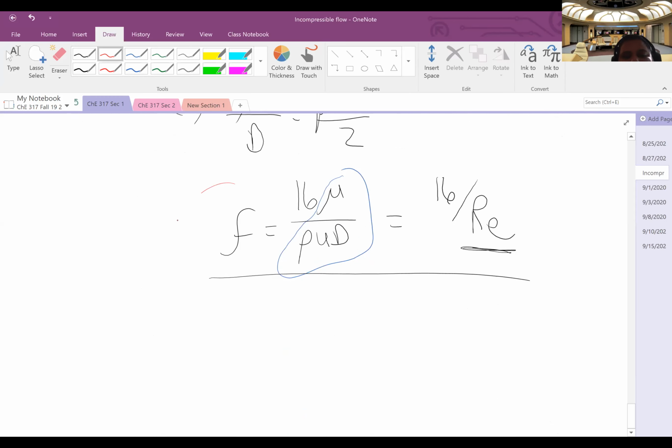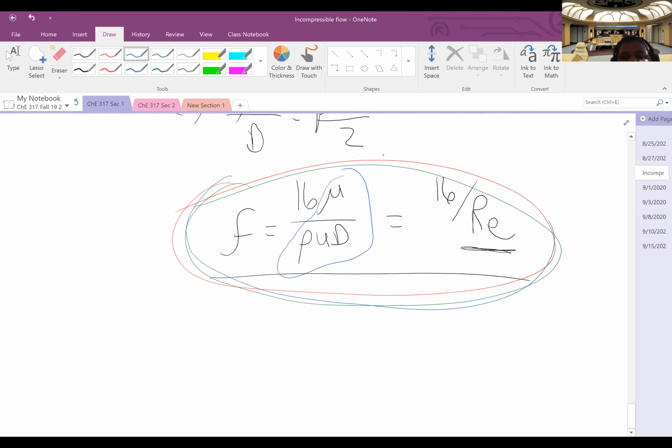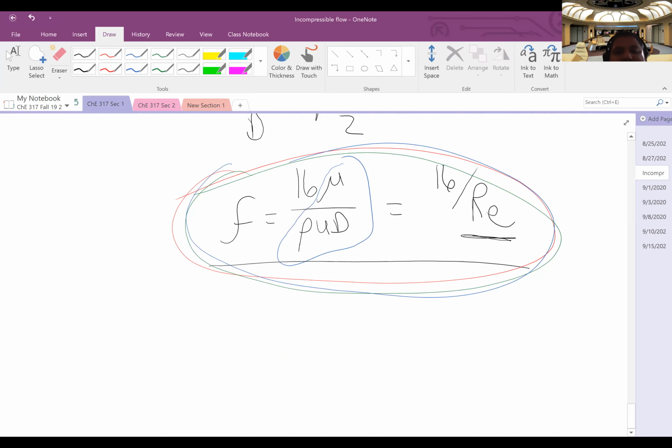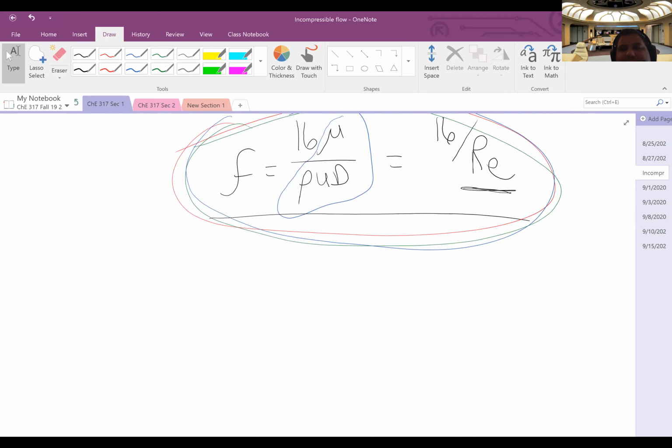So keep this one in mind. It's a good way, when you're solving for frictional dissipation in terms of friction factor, to simply use the Reynolds number from our earlier discussion.